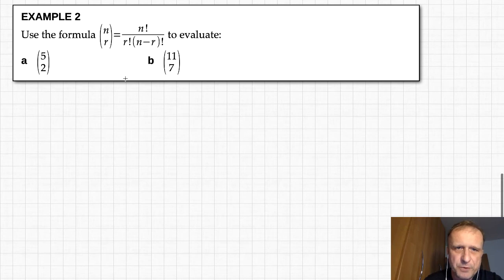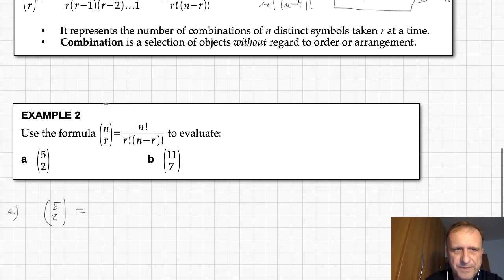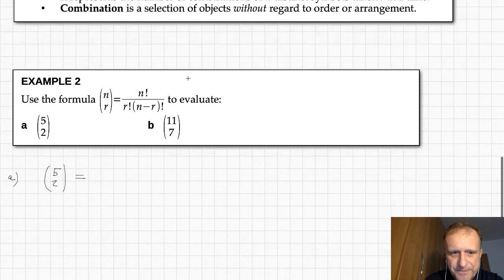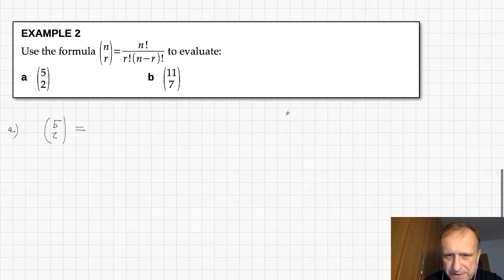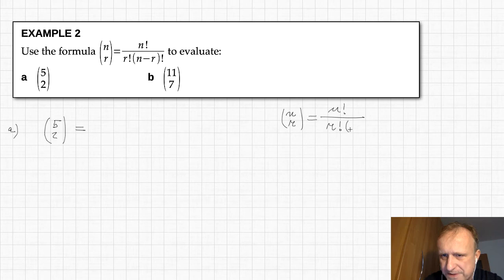Now, to give you an example of how to work out the value of a binomial coefficient, let us use the formula to evaluate 5 choose 2. It's in part A. According to the definition, n choose r is n factorial over r factorial times n minus r factorial. So in our case, n is 5, so 5 factorial on the top, over r is 2, so we have 2 factorial here, and n minus r, so 5 minus 2 is 3 factorial.